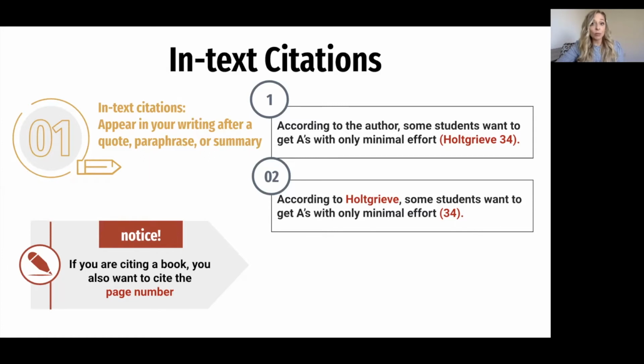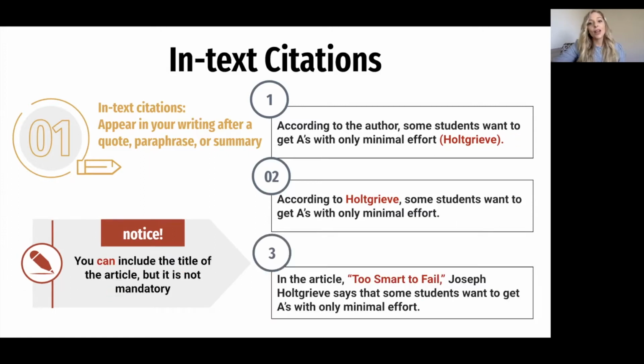So if you're citing a book and you need the page number, you can just put that in the parentheses, either after the author's name, if you've put the author's name at the end of the sentence, or you can put the page number in parentheses by itself if you included the author's last name in the sentence. So notice you can include the title of the article that you're citing, but it is not mandatory.